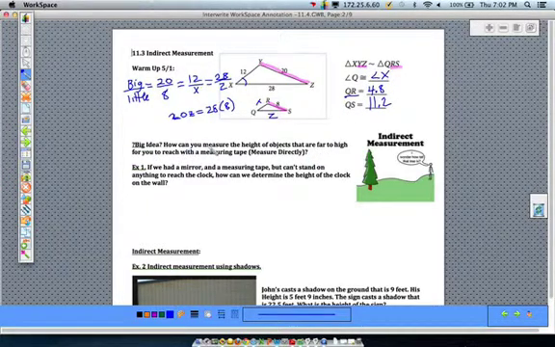We said, how can you measure the height of objects that are far too high for you to reach without a measuring tape or measuring directly? What we're going to do today is measure indirectly using our knowledge of similar triangles. So in class we said, if we have a mirror and a measuring tape but can't stand on anything to reach the clock, how can we determine the height of the clock? So here's our clock. We're standing down here. And we have a mirror.